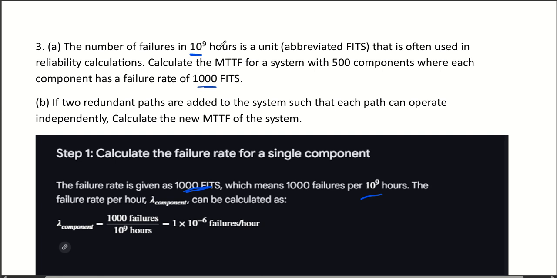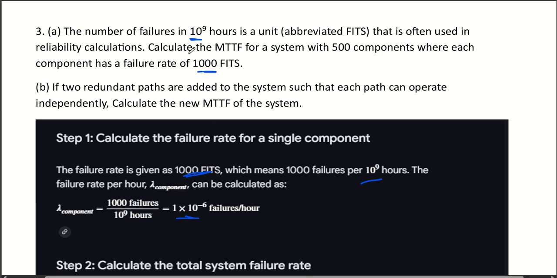Now, if there are 1000 failures in 10 exponent 9 hours, then how many failures are there per every hour? Because that is what we are going to use in our calculations. So we have just normalized it, and that is just by dividing. At the end of the day, we have a failure rate of 10 raised to the power minus 6 failures per hour.